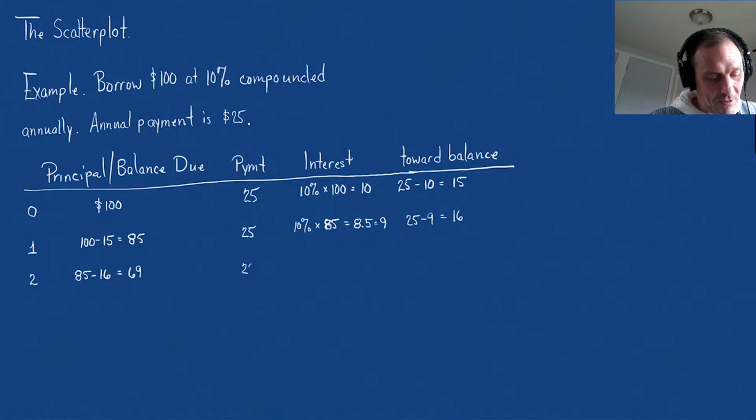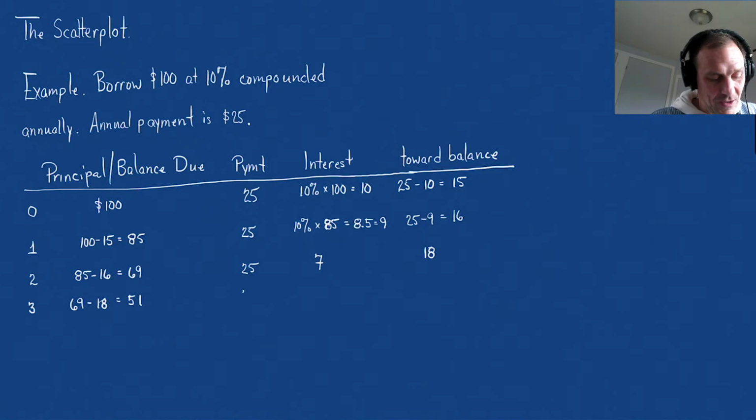So year 2 passes. Again, we make a $25 payment. We pay 10% of 69. That's $6.90. We'll round that up to $7 in interest. And towards our balance now is 25 minus 7, which is $18. So we start into year 3. Well, when we start into year 3, we now owe 69 minus $18. This is going to put us down to owing $51.